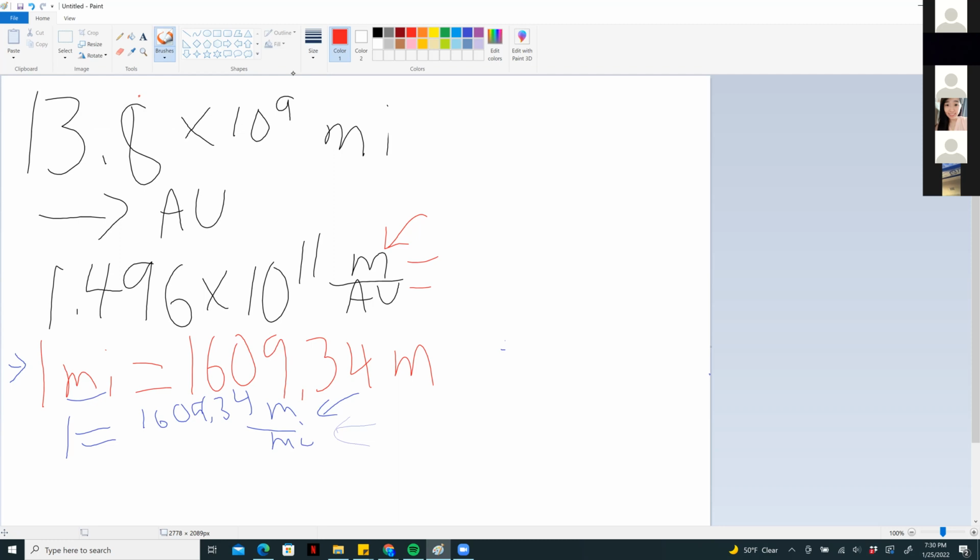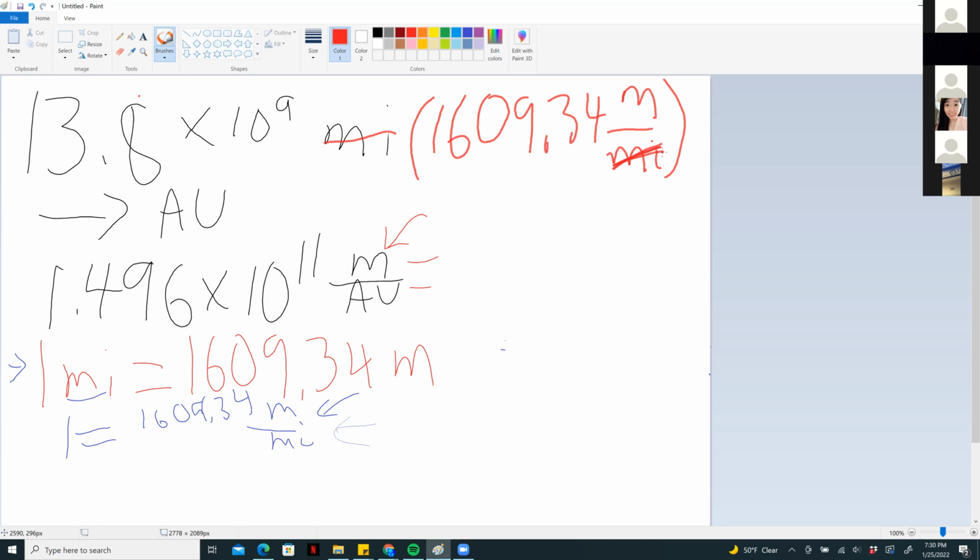All right, so if we multiply 13.8 times 10 to the 9th miles times 1609.34 meters per mile, which, like I said, is just the number 1. Then what happens if you have miles on the top and miles on the bottom? This is a fraction with miles on the bottom, which means you divided by it, right? So those miles cancel each other out, and you just end up with 13.8 times 10 to the 9th times this number right here, and your unit will be meters.